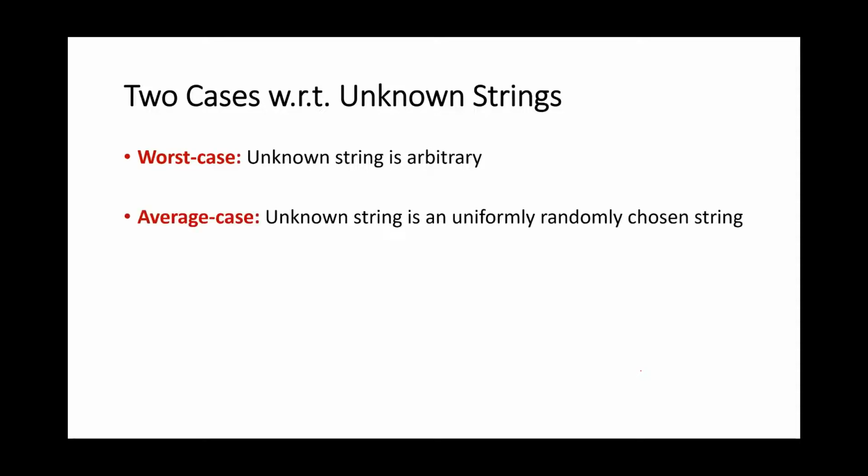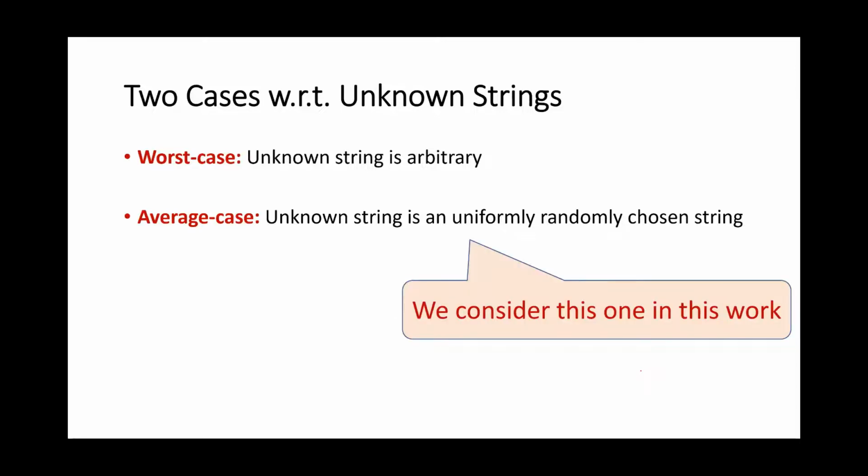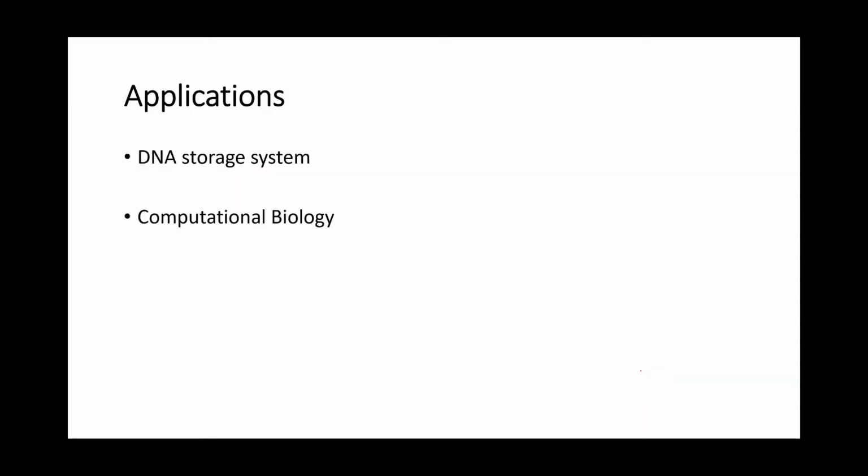Now, for trace reconstruction, we can categorize this problem into two cases with respect to the unknown string. The first one is the most general one, called the worst case, where the unknown string is arbitrary. And the second one is the average case, where the unknown string is chosen uniformly at random. As you have already seen in the title, in this whole talk we will only consider the average case. Now, what are the applications of trace reconstruction?